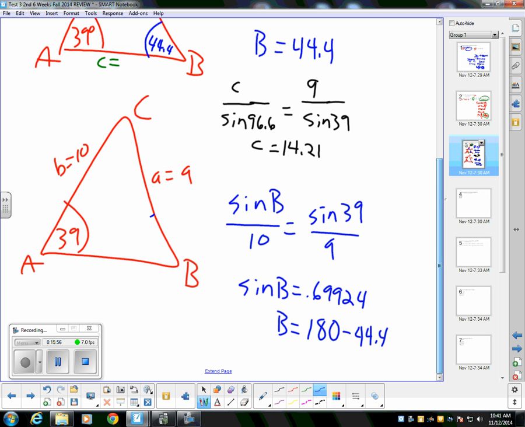So instead of this one being 44.4, it could be 180 minus 44.4. So if I go to my calculator and I do 180 minus 44.4, I get 135.6. Now here's the situation.